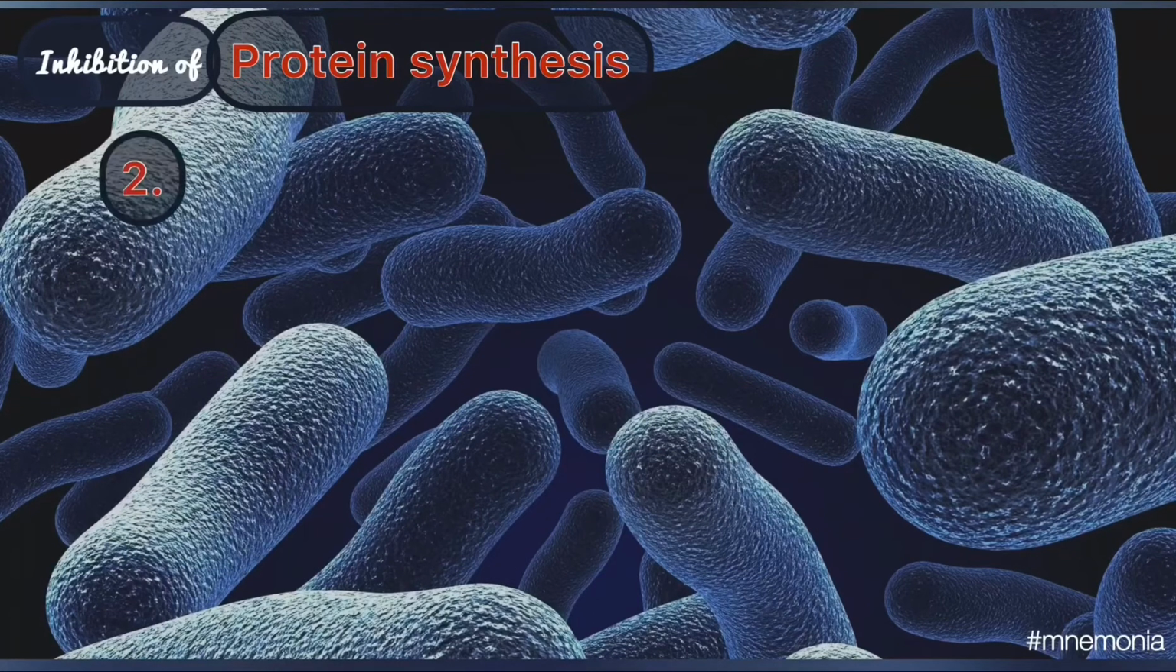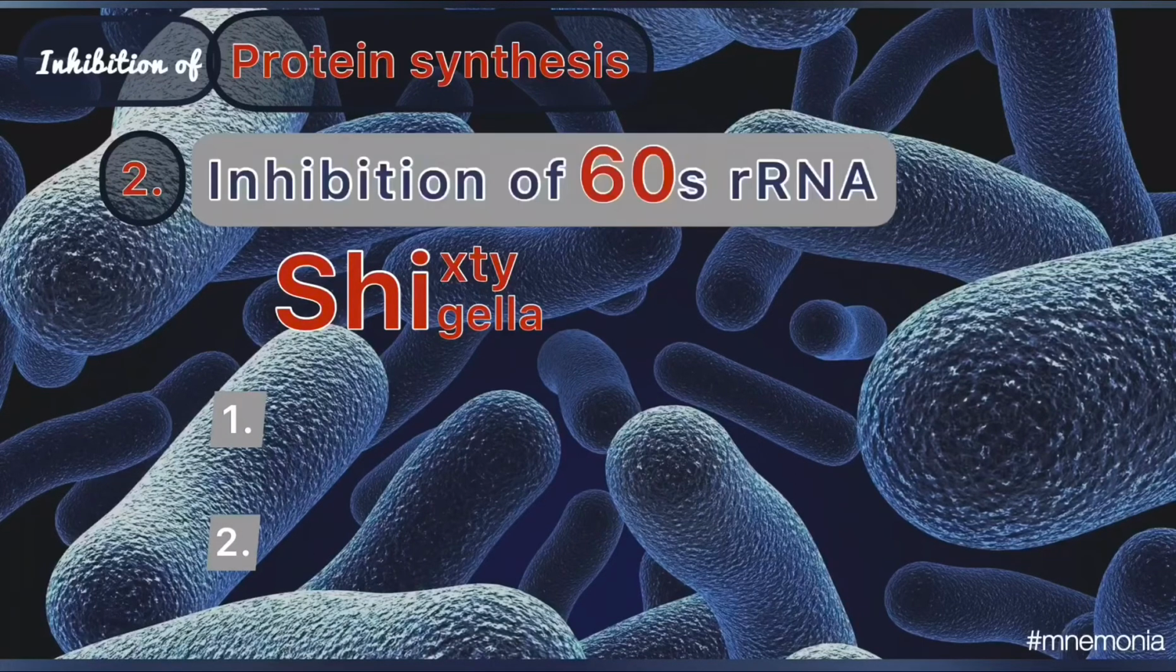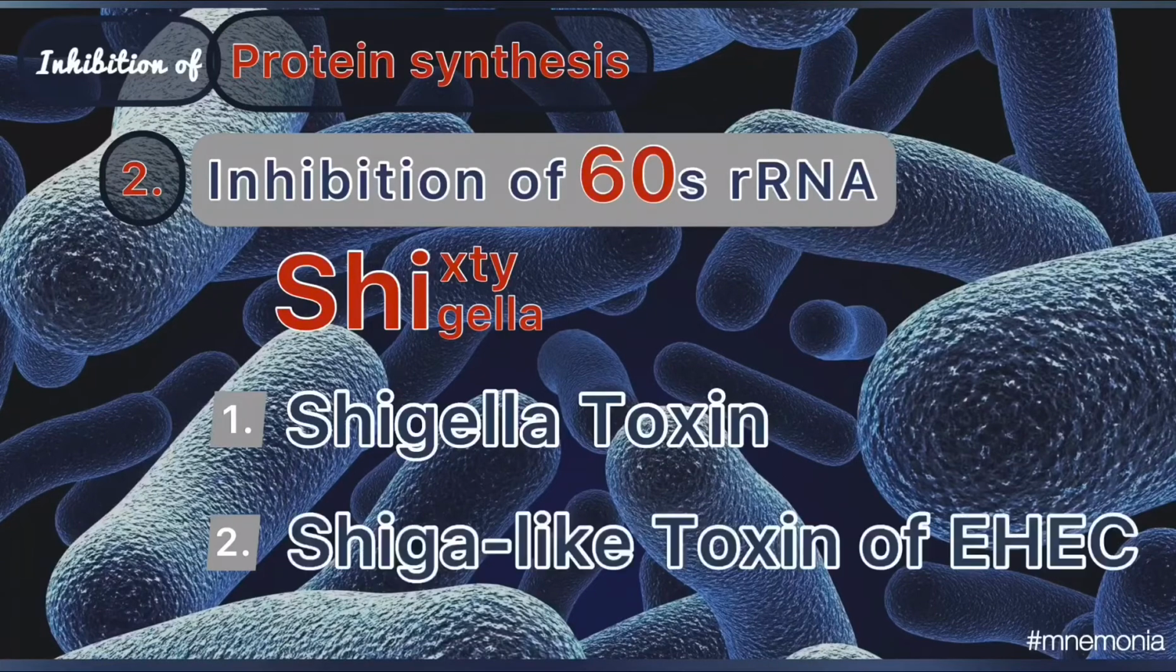Number 2 in protein synthesis inhibiting toxins is Shigella or Shixty, which inhibits 60S rRNA. Also in microbiology, we have seen that the Shigella toxin and the toxin of EHEC, which also goes by the name Shiga-like toxin, work the same. Both have the same toxic dose of 10 to 100. Both cause bloody diarrhea or dysentery, and also both of them have the same mechanism, that is inhibiting 60S rRNA.